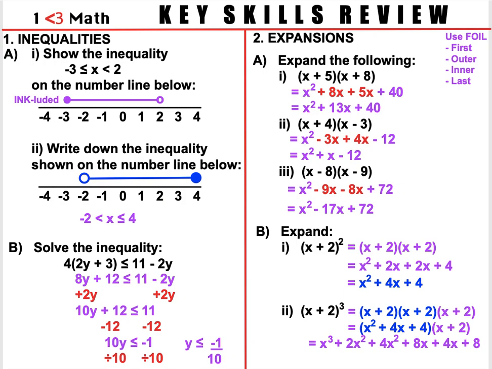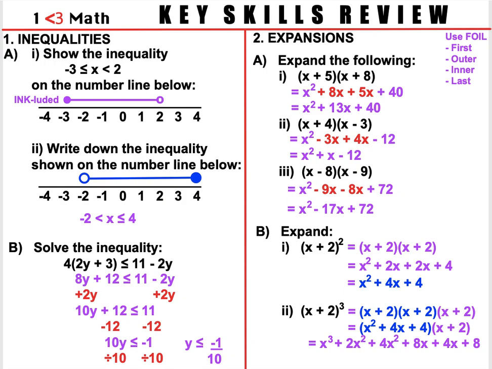So just to recap what I've done there, just to be sure that you understand. I've done x squared multiplied by x, which is x cubed, x squared multiplied by plus 2, which is plus 2x squared, the plus 4x multiplied by the x, which is plus 4x squared, the plus 4x multiplied by 2, which is plus 8x, then 4 multiplied by the x, which is plus 4x, and then 4 multiplied by the 2, which is plus 8.